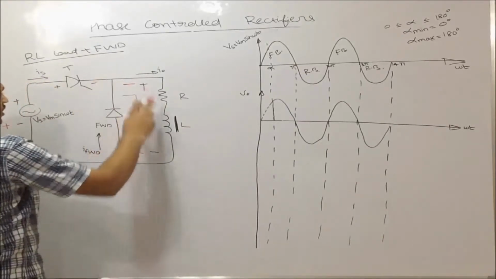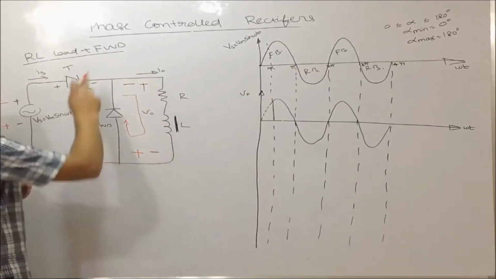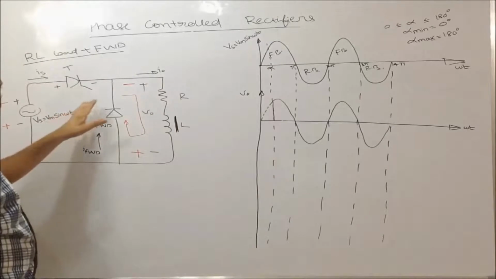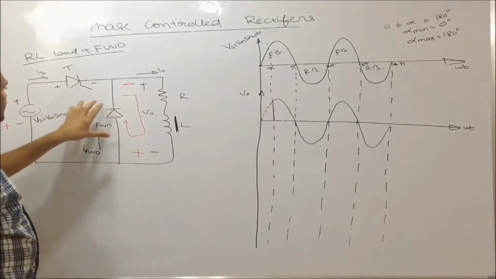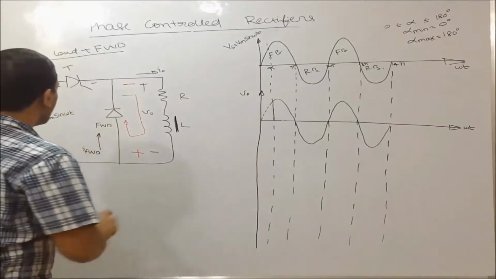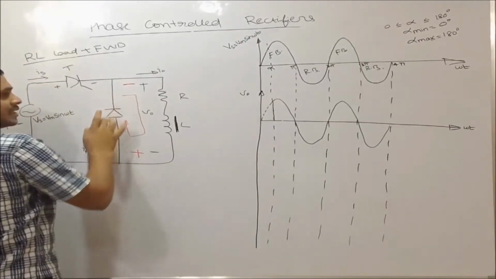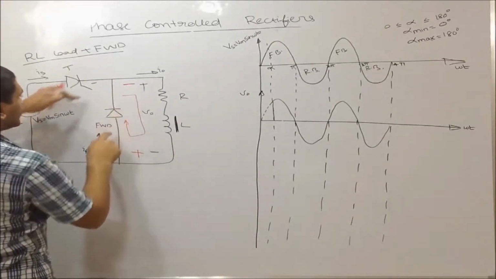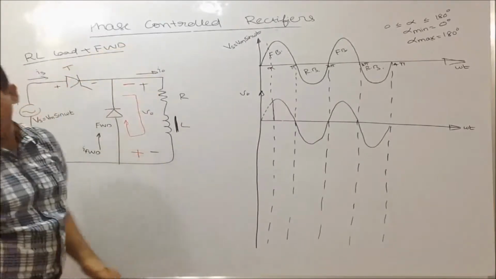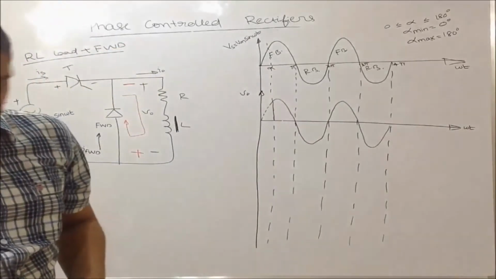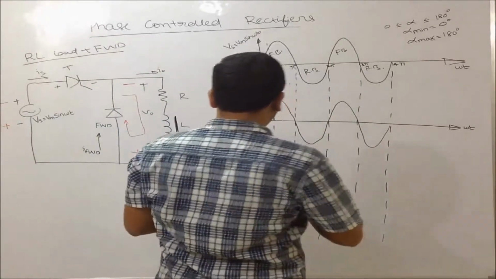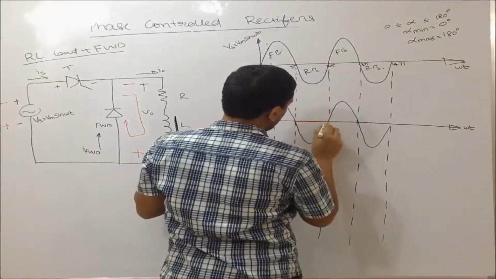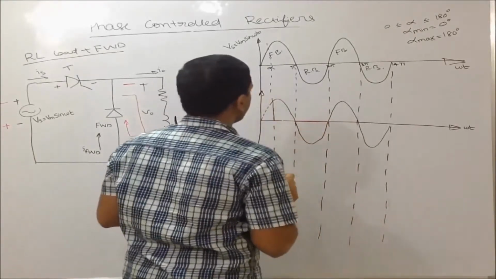The freewheeling diode conducts. The I0 flows in this way. So after omega t equal to pi, the freewheeling diode starts conducting. If it conducts, the voltage across this is very less, that you can take as 0. So this 0 voltage appears across my load. This is because of the freewheeling diode.